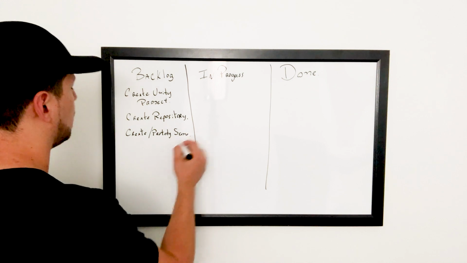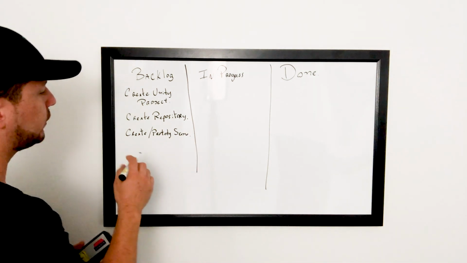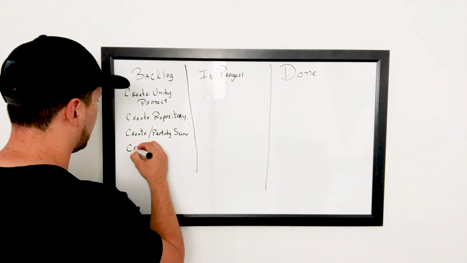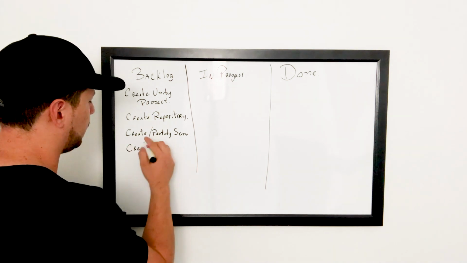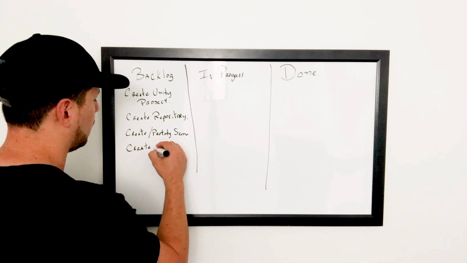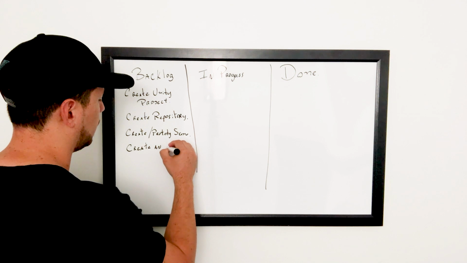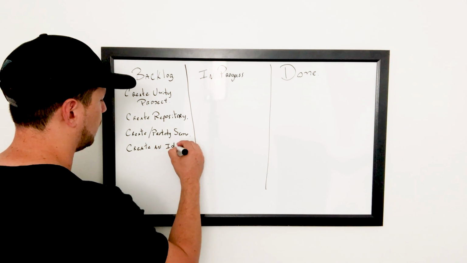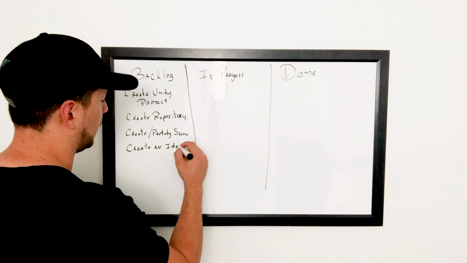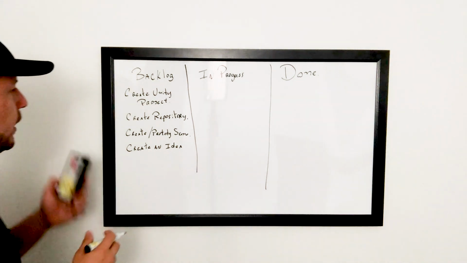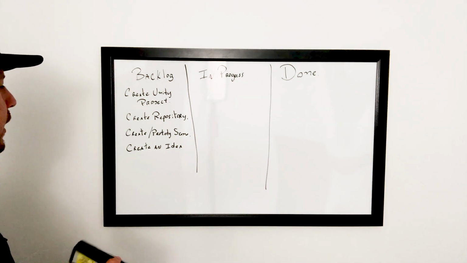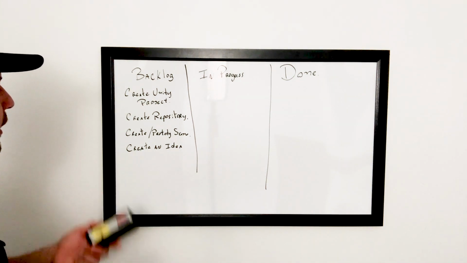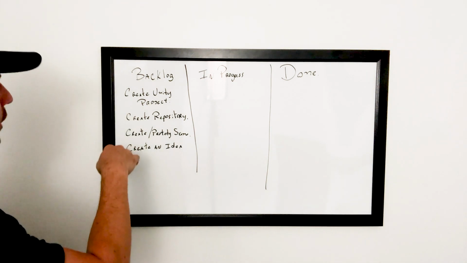So the next thing that I want to do is create the idea. We have the idea already, and this might not be in order. An idea. Okay, so we have create Unity project, create repository, create and prototype the scene, create an idea. These are not in order.